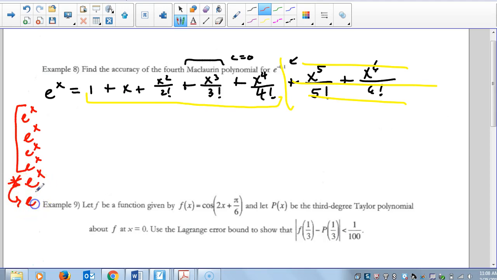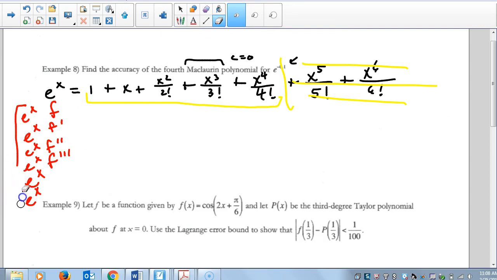So this is also e to the x. This is f, this is f prime, this is f double prime. F prime, f double prime, f triple prime. I didn't go far enough. Let me get rid of this. That's why I like to write these out. F, that's my fourth derivative, which matches with my fourth term. So I'm maximizing that.